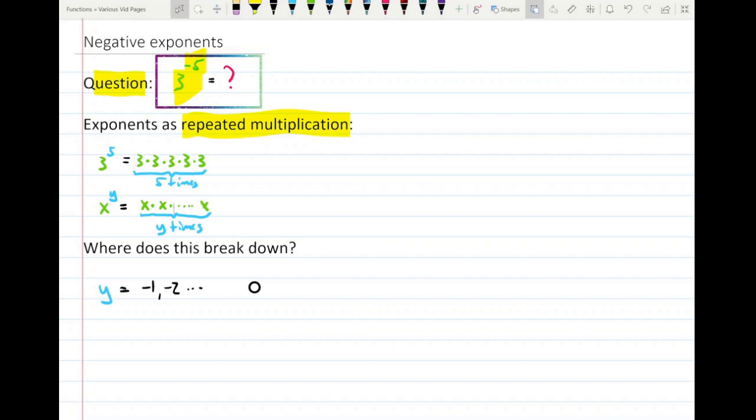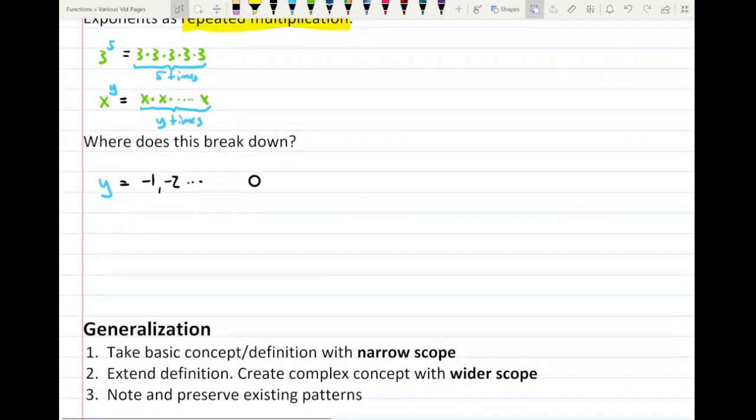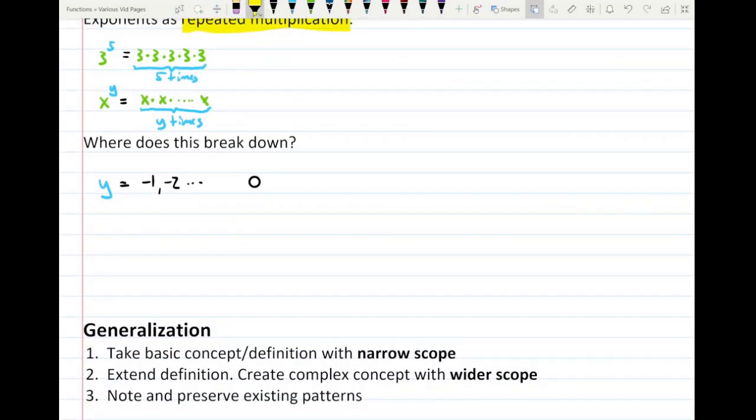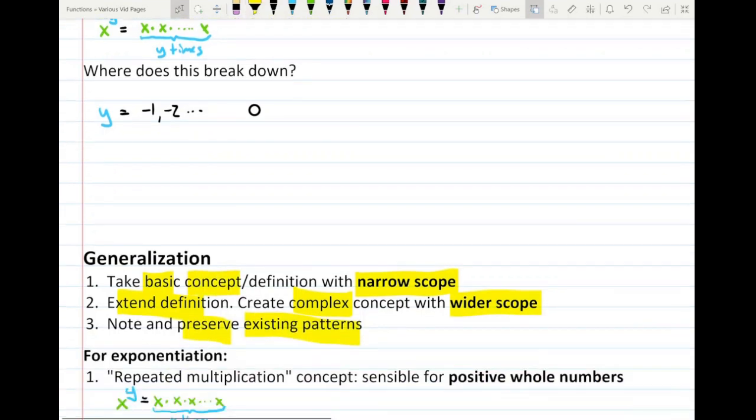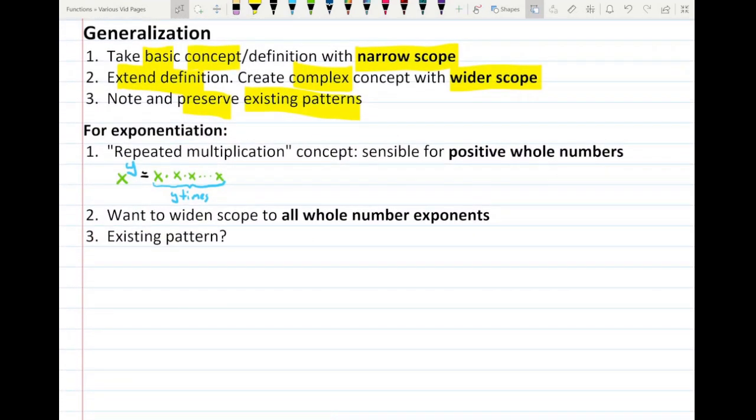However, this is where something called generalization comes in. Generalization is something that comes in a lot of different areas of math. It's what we do when we take a concept that is basic but has a narrow scope and extend it so that it's a little bit more complex but also works on a wider scope. Now, we don't pick some arbitrary way to do this. We don't just make something up with no reasoning behind it. There are sensible and nonsensical ways to do this, and the sensible ways always preserve existing patterns that are true about the basic concept. So let's see how this applies to exponentiation.